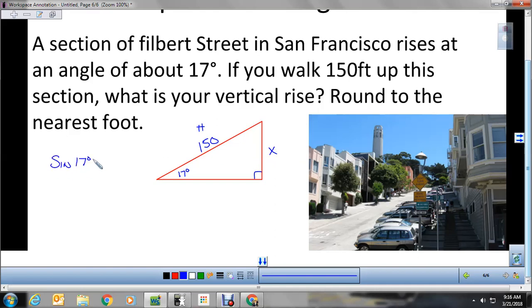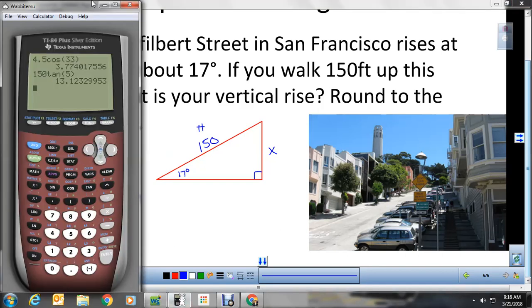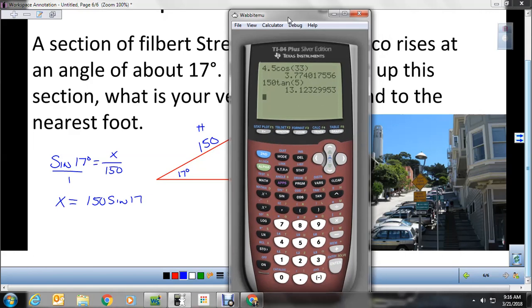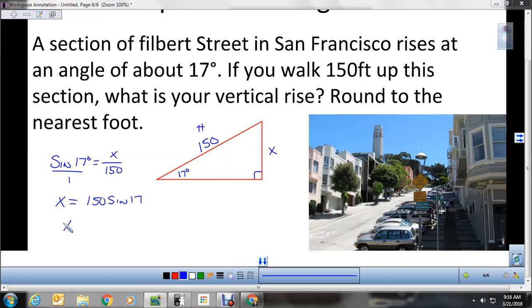So sine of 17 degrees is equal to the opposite, x, over 150. Cross multiply. x is equal to 150 times the sine of 17. So we'll get our calculator out. Now we'll take 150 times the sine of 17, and that gives us 43.8, and to the nearest foot gives us about 44 feet. So our vertical rise is approximately 44 feet.